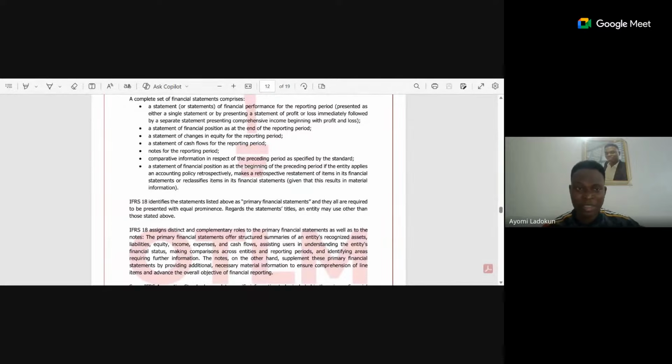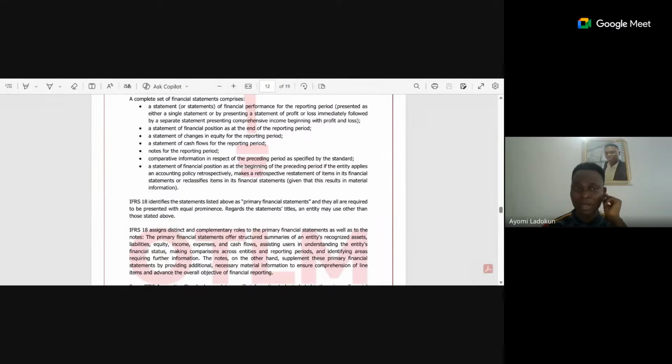You have the statement of financial performance. Before now we called it the income statement, or the statement of profit or loss account and other comprehensive income. So now it's going to be named the statement of performance. IFRS 18 says it can be presented as a single statement or you add them together, okay? Just like when you say income statement, it has profit or loss and your other comprehensive income, right? So it's going to be called, under IFRS 18, statement of financial performance.